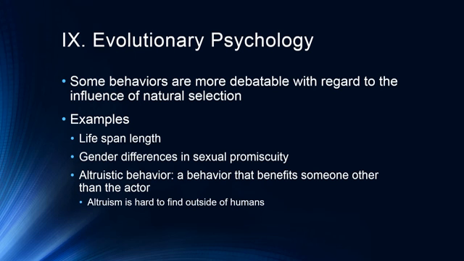Things like gender differences and sexual promiscuity, people attribute that to natural selection. I'm not sure that that's really genuine or not. Other questions of things like altruistic behavior, behavior that benefits someone other than the actor, that's something that's hard to define outside of humans, or hard to find outside of humans. And so whether or not altruistic behavior is something that developed as part of natural selection is an open question.